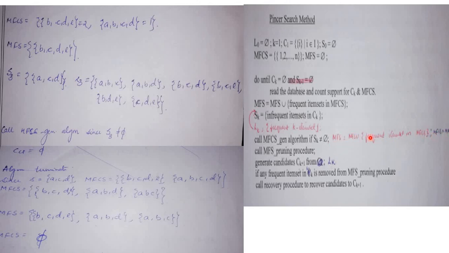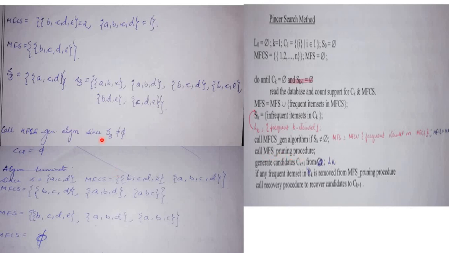The effect of these two statements may not be realized in the beginning, or when we solve the problem initially. The importance of these two statements will come only when we come to the end of the algorithm, or the end of the algorithm's iteration. So MFCS will now be equal to null, and then I call MFS underscore prune.